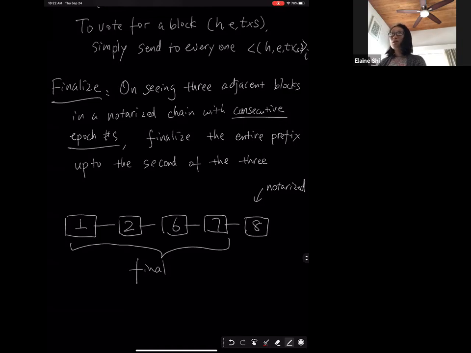One, so any notarized chain. In my view, I'm running this protocol. I have a local view of all the notarized chains I've seen. If any of them has this property, I can take that chain and finalize all the way to the second of the 3, the triplet that has consecutive epoch numbers. I'm going to throw away the last of the triplet and finalize the entire prefix. Okay. So now it's actually a good time to ask questions, and there should be questions, as we are going to do the consistency proof together.